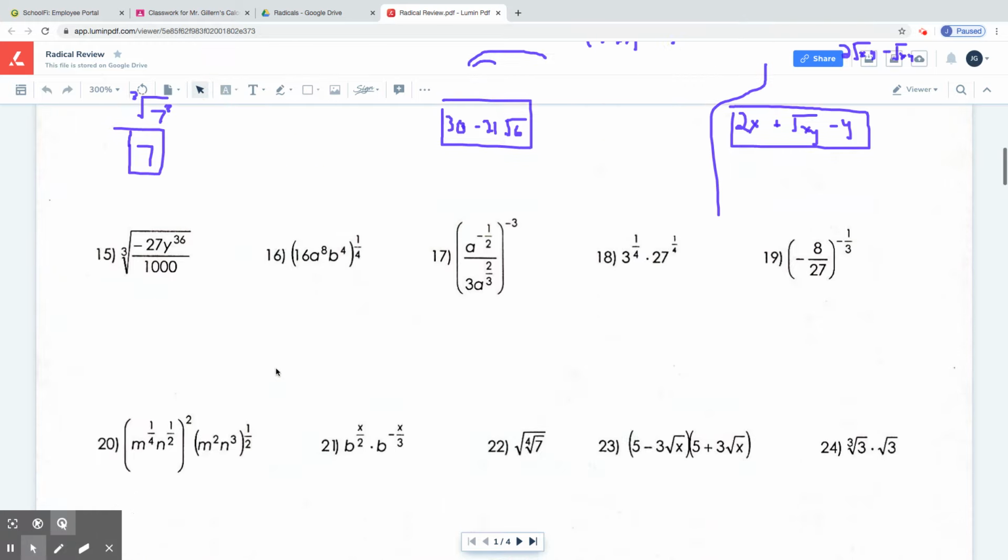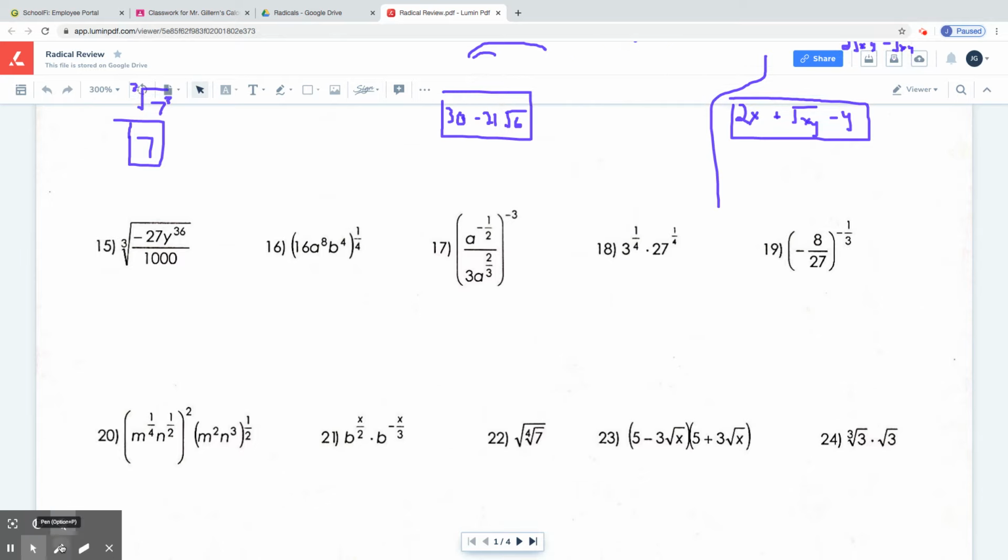All right, 16. All right, this is to the 1/4. There's a couple different ways we can do this. You can think about this as the 4th root of 16, a to the 8th, b to the 4th. Or you could just do 1/4 to all of these and simplify here. 16 to 1/4 is the 4th root of 16, which is just 2.